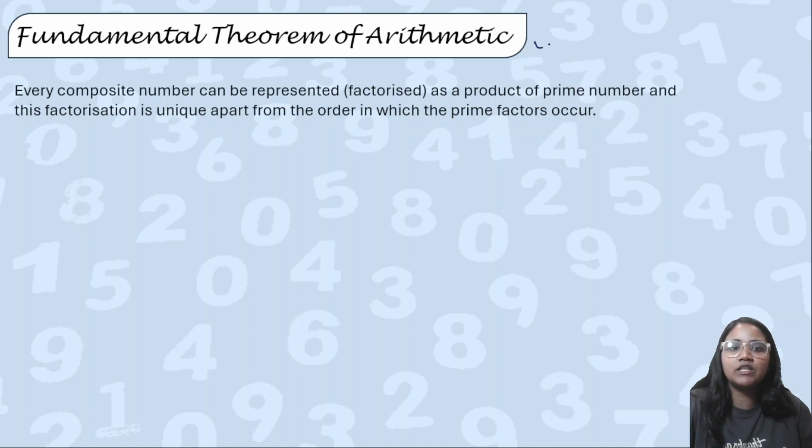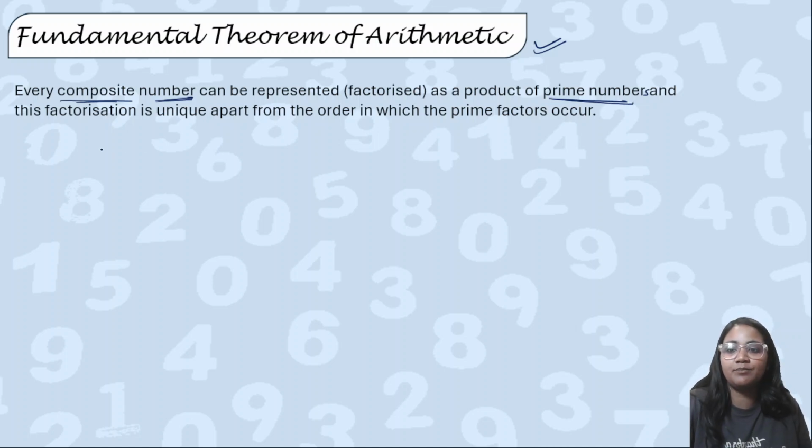So now we are going to see what is the fundamental theorem of arithmetic. What does it say? Every composite number can be represented or factorized as a product of prime numbers. Okay, so it is written that every composite number can be factorized like this.